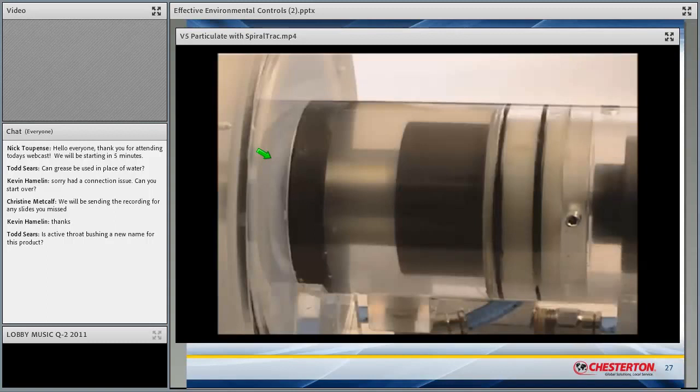With active throat pushing technology and a reduced amount of flush, even if we were to lose that flush for a period of time, the active throat pushing would remove those solids and our seal would be able to run effectively.